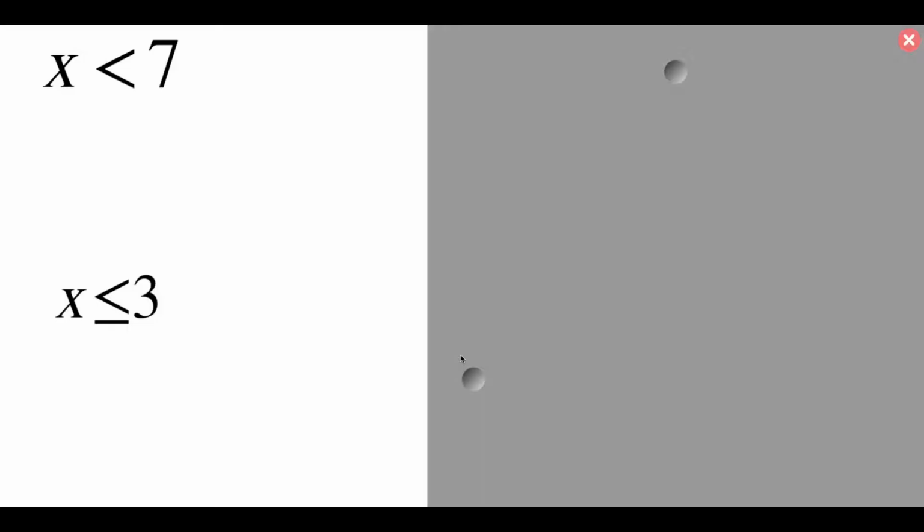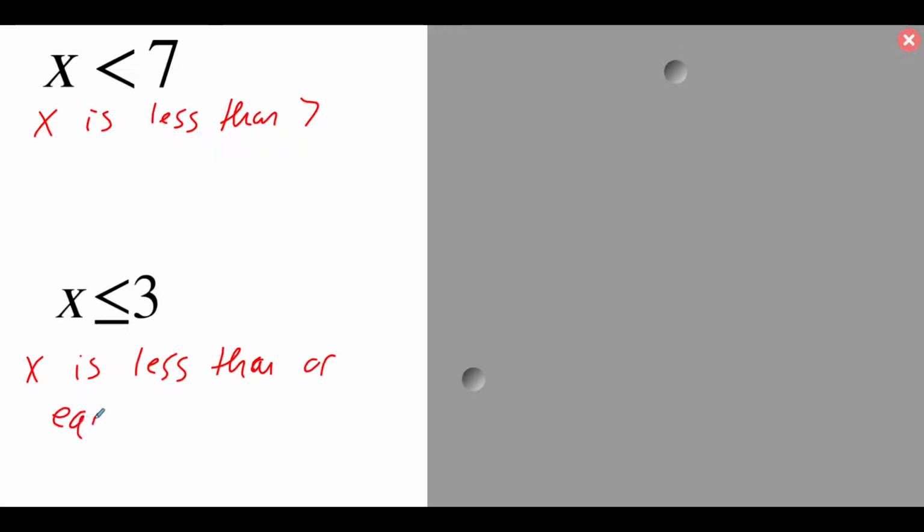So first we have this x with a symbol between it and a 7. That symbol, where the arrow is pointing left, is the symbol for less than. So if we were to read this out, we would say x is less than 7. Now if we look down below, this one is very similar, but now we're putting that line underneath our less than symbol. And that line adds an extra piece to the inequality. And that means that x could also equal 3. So we would read this as x is less than or equal to 3.